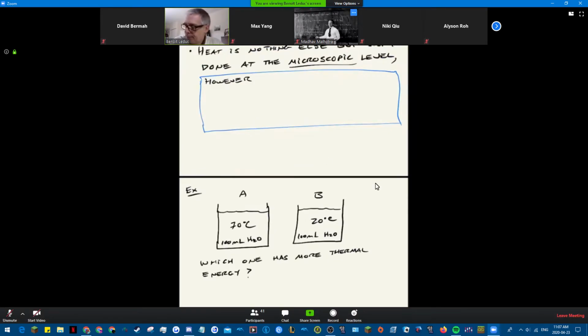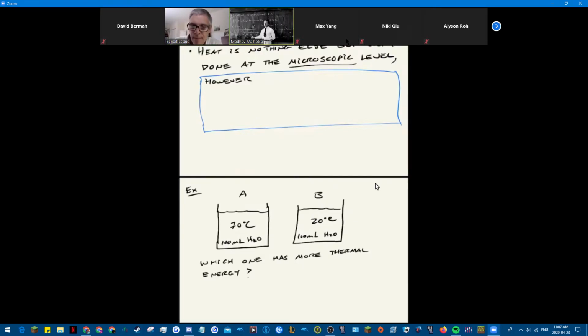Merav? Is it A? Because the first thing is the individual molecules are moving faster, and then the second thing is there's the same amount of molecules in either case. Very good. Okay, so obviously it's A, right?